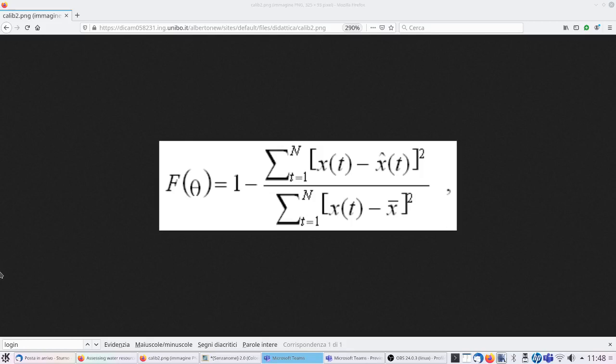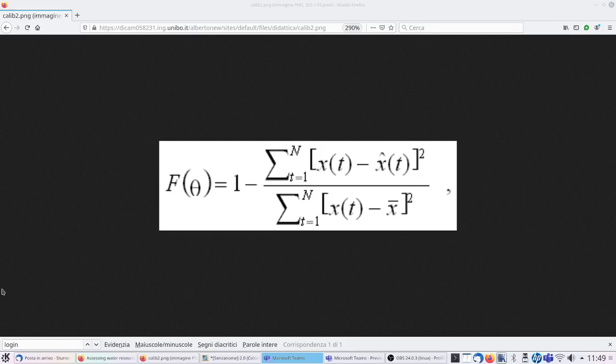Now, there is a question. Can you re-emphasize the reason why the sum of squares is not ideal for examining hydrological models, and also the Nash-Sutcliffe efficiency is not ideal? I mean, it may be ideal. It depends on what river flows you are interested in.